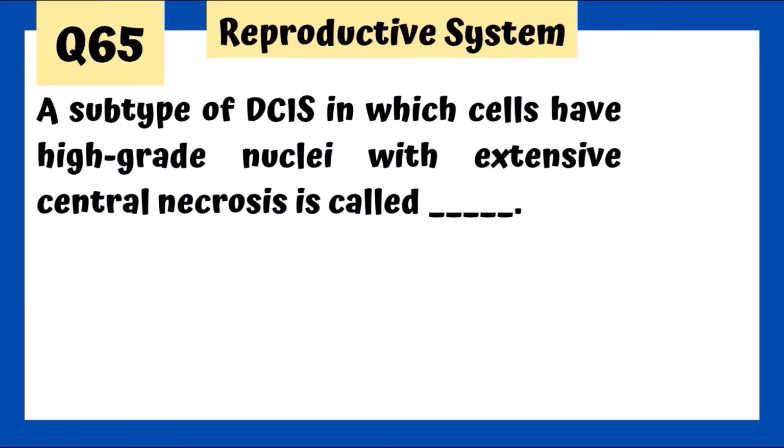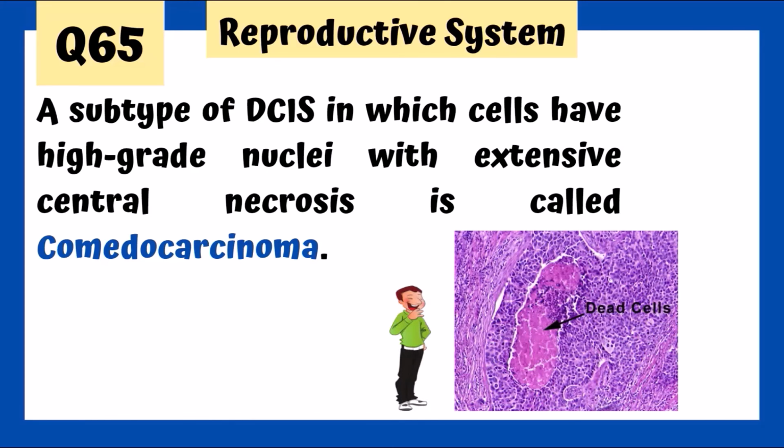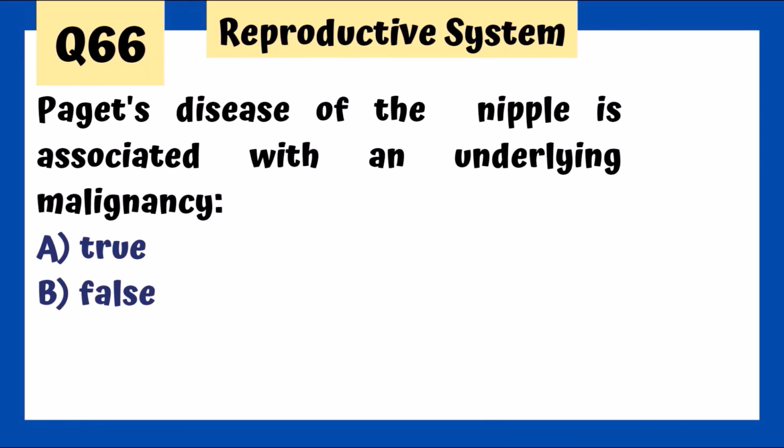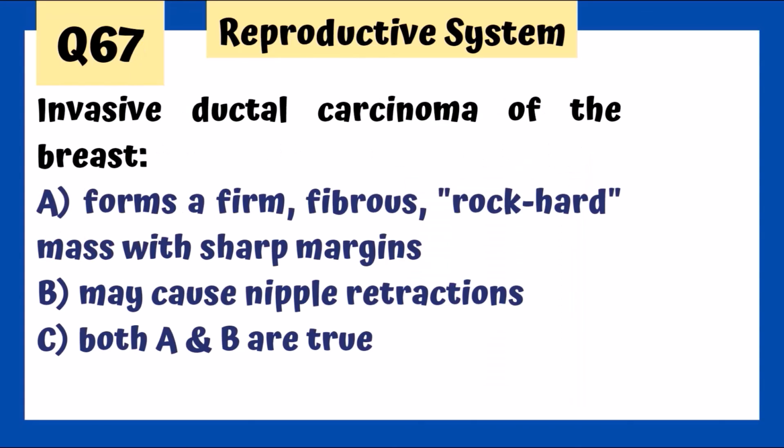A subtype of DCIS in which cells have high-grade nuclei with extensive central necrosis is comedocarcinoma. It's just a form of DCIS, ductal carcinoma in situ, where we see the central necrosis with lots of atypia. And I have this comedian over here to remind us of comedocarcinoma. Paget's disease of the nipple is associated with underlying malignancy? Yes, remember we distinguished this from the vaginal canal, the vulva, where Paget's disease was not associated with an underlying carcinoma.